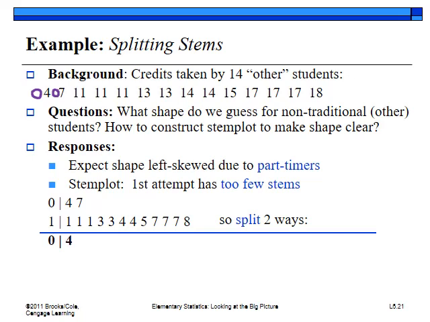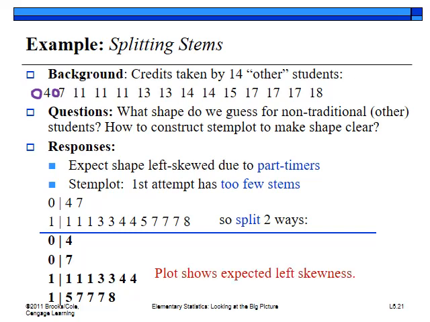The first split for the first stem, which corresponds to the 0, remember that gets the second digits 0 through 4, inclusive. So since the 4 falls into that first group, it'll go on the first stem. The 7 falls in the second group, which is the 5 through 9 group. It'll go on the second stem. The 1s will split into 2. 0 through 4 goes on the first stem. 5 through 9 goes on the second stem. As we expected, we do see skewedness to the left.